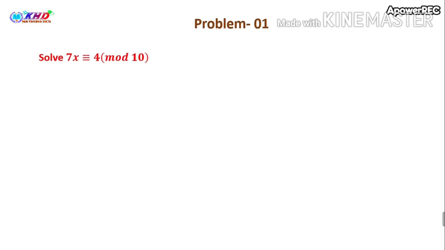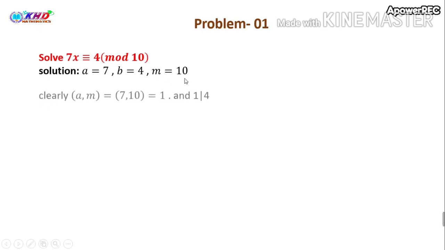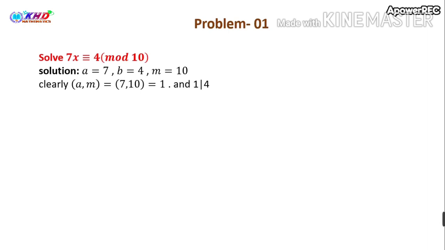Problem number 1. Solve 7x congruent to 4 mod 10. The a value is 7, b value is 4 and m value is 10. Consider the GCD of a and m, that is 7 and 10. They are relatively prime, hence GCD is 1, and GCD divides our b value, that is 1 divides 4, hence it has a solution. Therefore we have 7x congruent to 4 mod 10 has a unique solution.